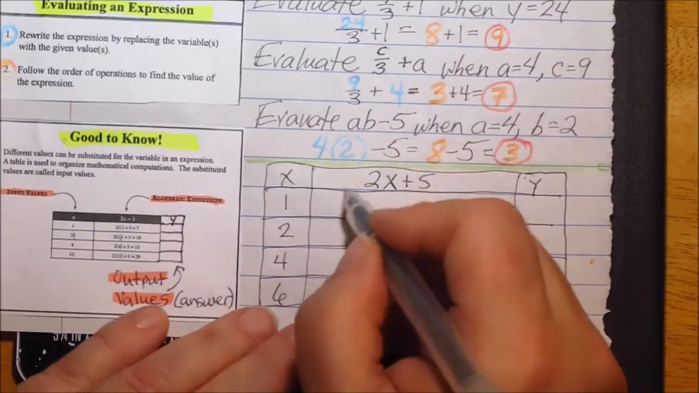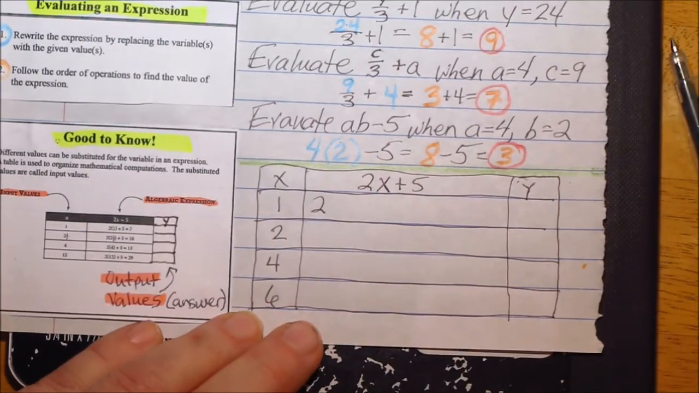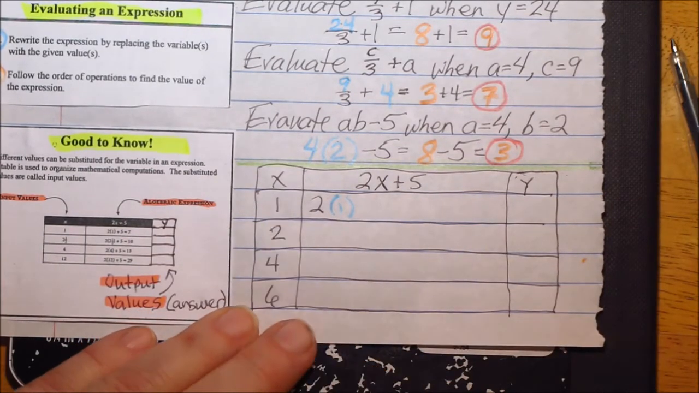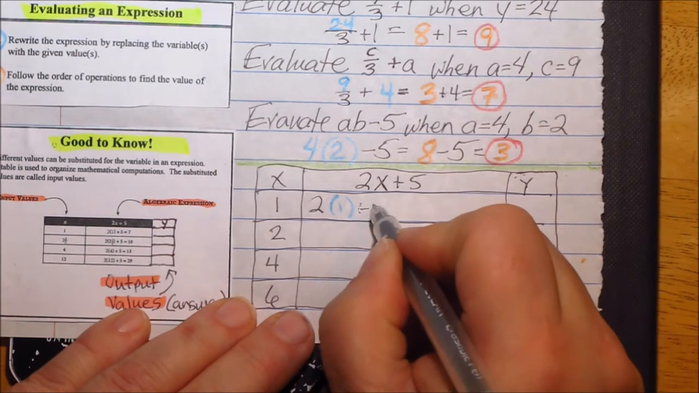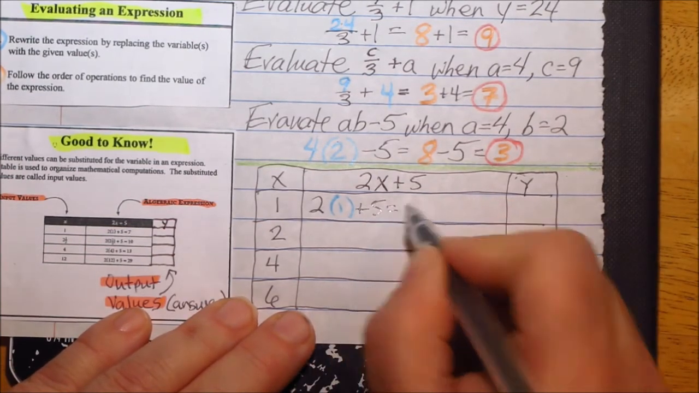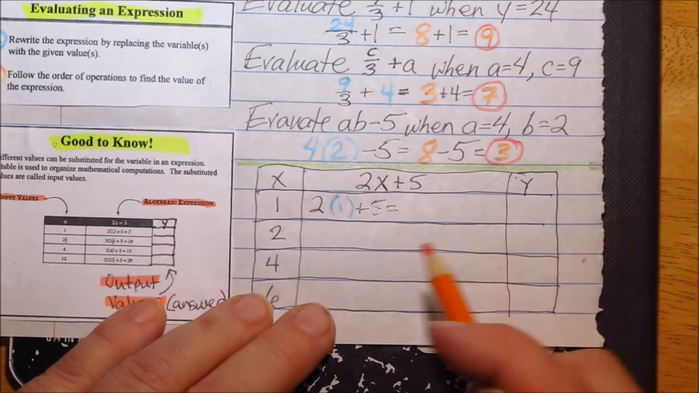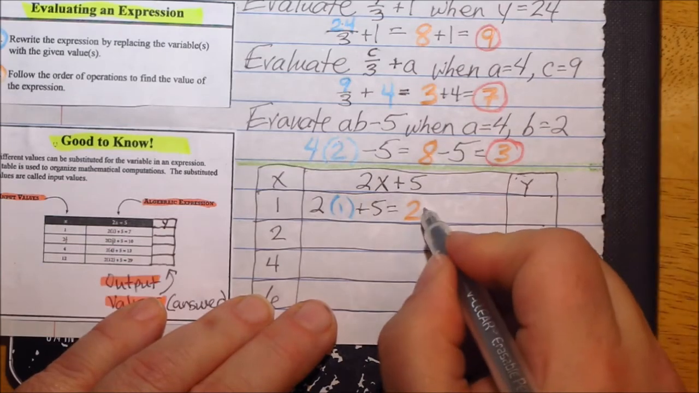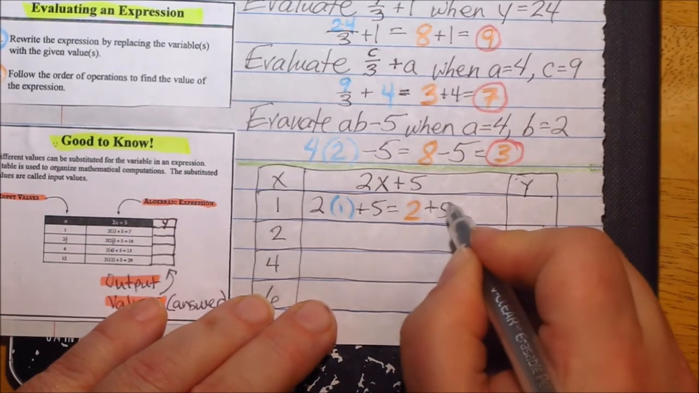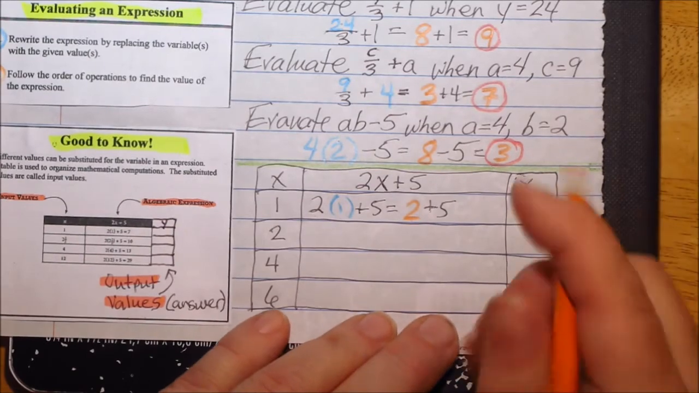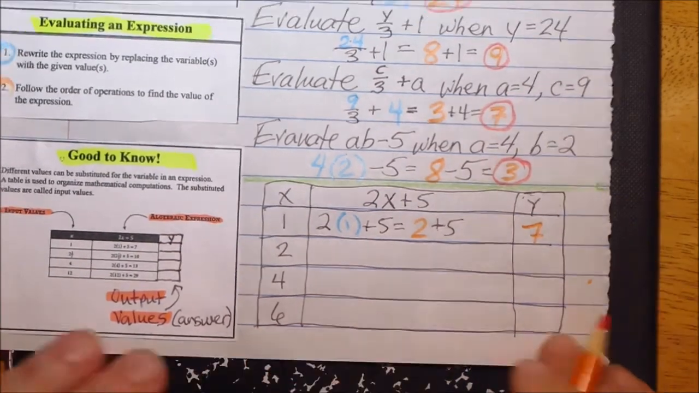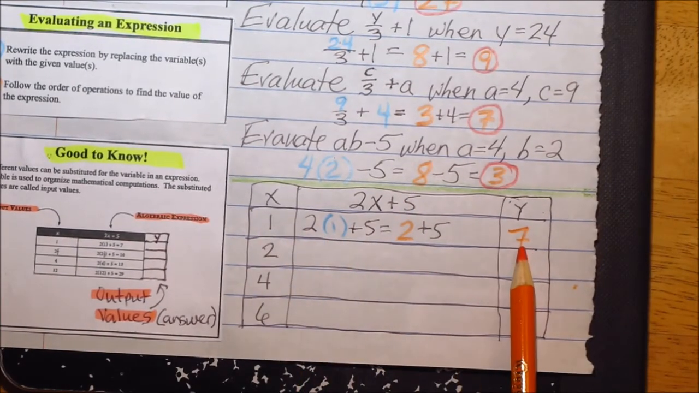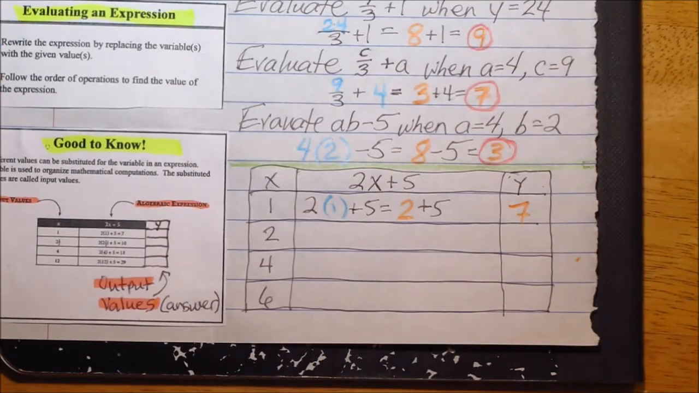So here's the expression. 2, plug in the value 1, because that's the one I'm doing here, plus 5. Well, that equals, now we have to do the math. 2 times 1 is 2. Carry over the rest, plus 5, gives us an answer of 7. That's in the output. So the input into our expression was 1. The output, the answer, is 7. So we'll do that going all the way down.